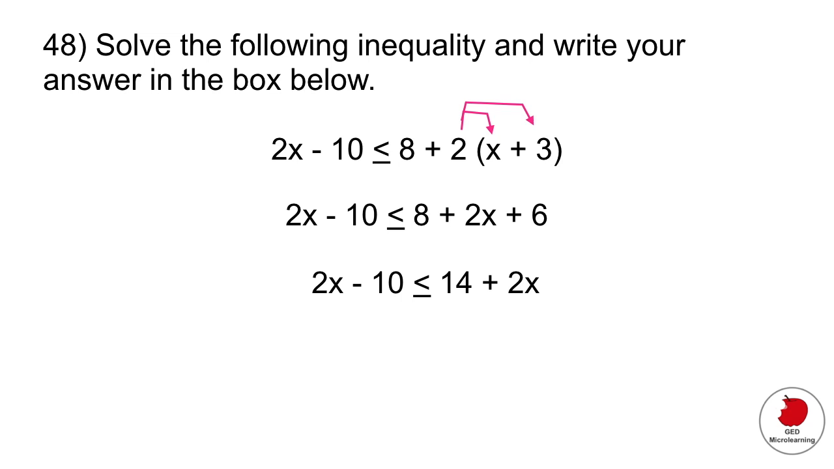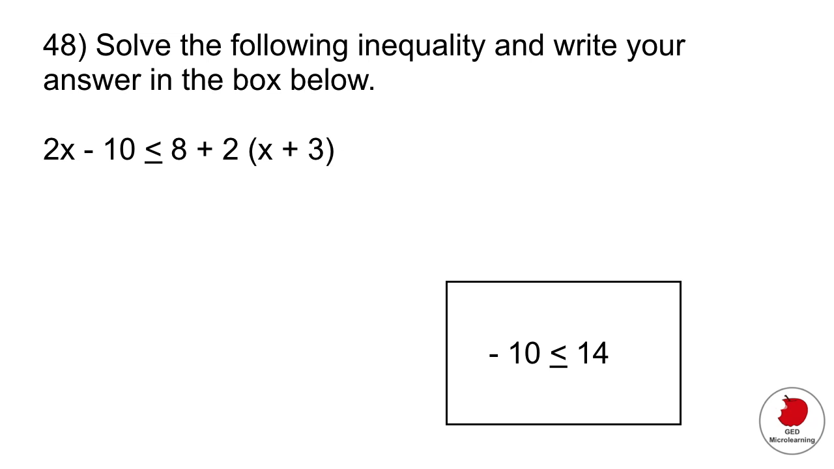to the left side. Okay, so in order for me to do that, I'm going to isolate that 2x on one side. So what I'm going to do is subtract 2x from the right side, and whatever you do to the right side, you have to do to the left. So notice that both on the right side and on the left side, that 2x is going to cancel out, and I'm left with minus 10 is less than or equal to 14. Okay, so that is the correct answer.